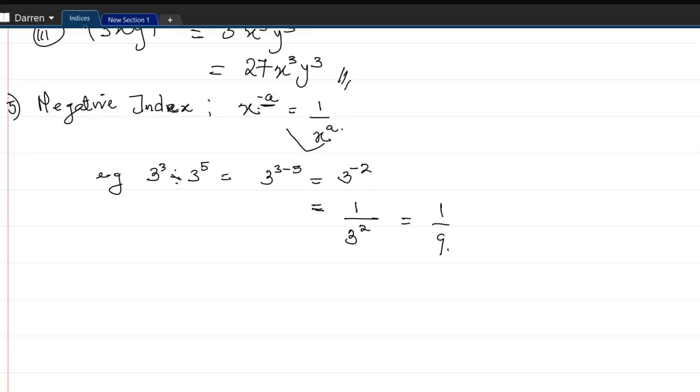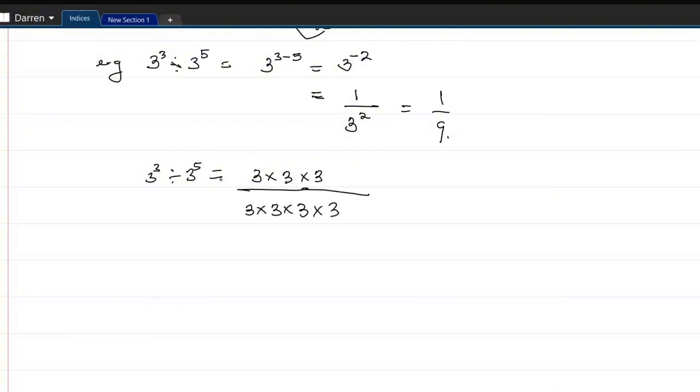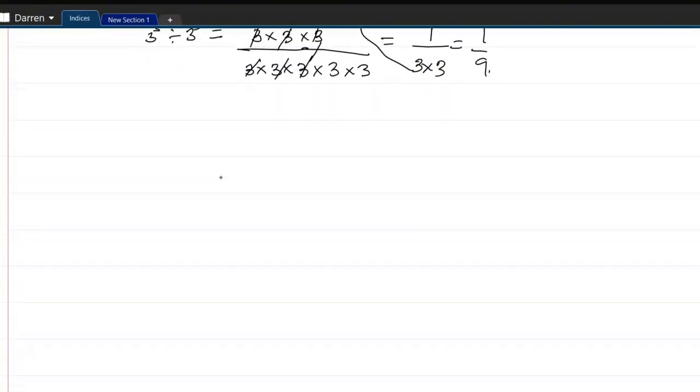Of course, if you do go the long route, you can have it as 3 raised to the power 3 divided by 3 raised to the power 5. That's the same as 3 multiplied by 3 multiplied by 3 divided by 3 multiplied by 3 multiplied by 3 multiplied by 3 multiplied by 3. And then this cuts this out, this cuts this out, this cuts this out. And notice that you have 1 over 3 multiplied by 3, which is the same as 1 over 9. So this works perfectly. Whichever one you choose to work with. So you can have two laws playing all at once. Let's have another example too.